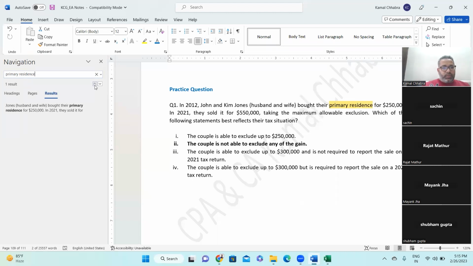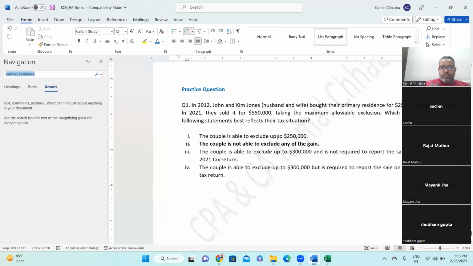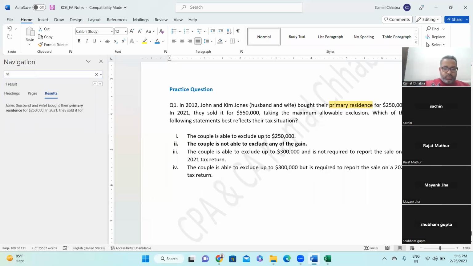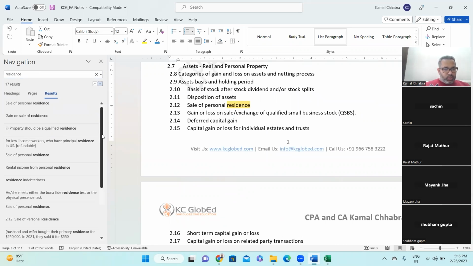Let's see. Why is it not finding? So this keyword is only mentioned here. No, I think so. Okay.